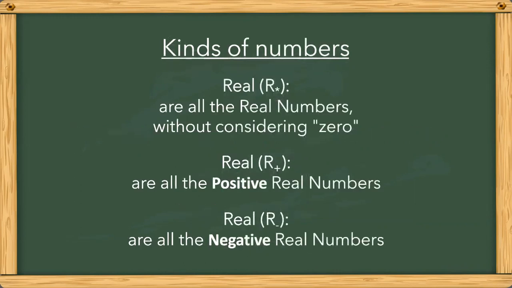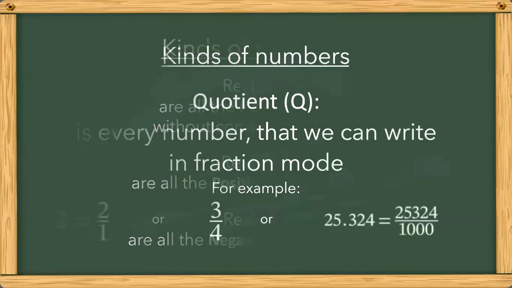If we see a group of numbers that is symbolized by the letter R star, it means that we have all the real numbers without considering zero. If we have a group of real numbers that is symbolized by the R plus symbol, it means that we have all the positive real numbers. And if we have a group of numbers which is symbolized by the R minus symbol, it means that we have all the negative real numbers.